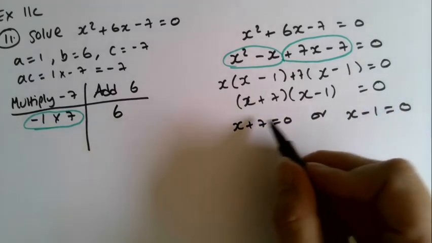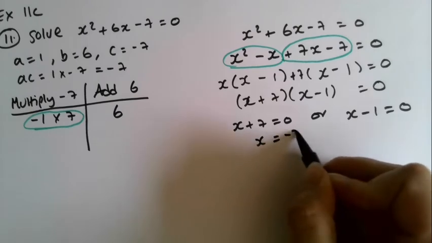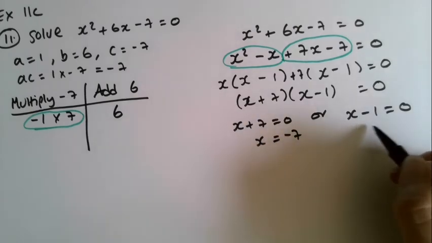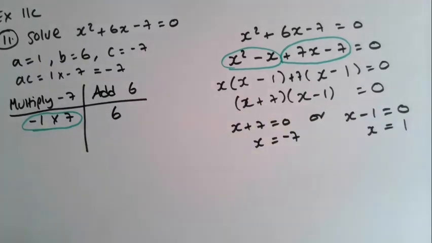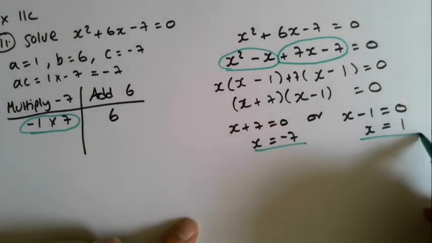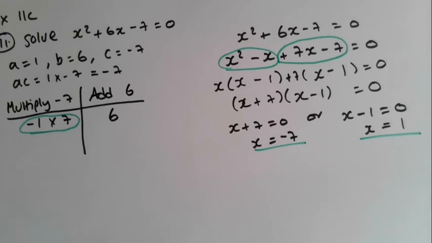So whenever x plus 7 is 0, that means x must be minus 7. Or whenever x minus 1 equals 0, that must mean x is 1. So we're going to have two solutions for it. So x is either minus 7 or 1.